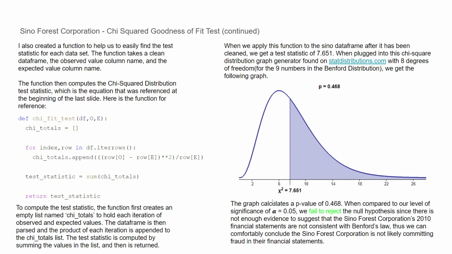When compared to our level of significance of alpha 0.05, and let me clarify, I know I didn't specify that at the beginning, but more often than not, your alpha value is going to be 0.05. And because the p-value is greater than it, we fail to reject the null hypothesis, since there is not enough evidence to suggest that the Sino Corporation's 2010 financial statements are not consistent with Benford's law. Thus, we can comfortably conclude that the Sino Forest Corporation is not likely committing fraud in their financial statements, and because of that, would not be worth our time investigating right now.